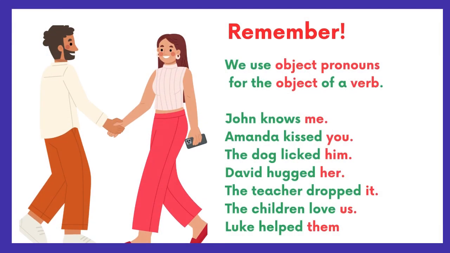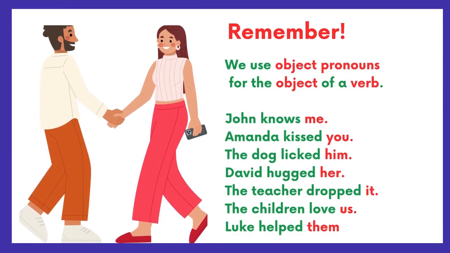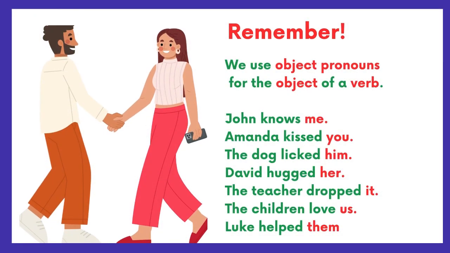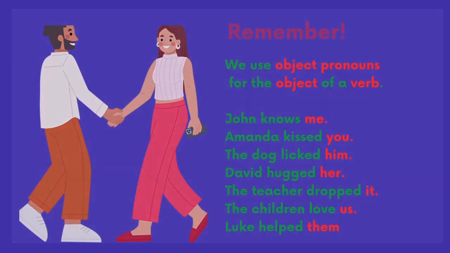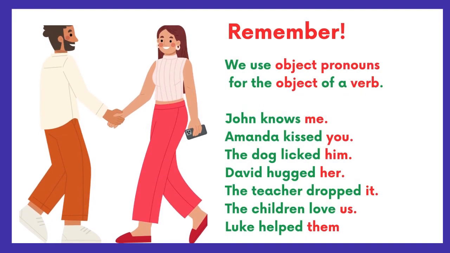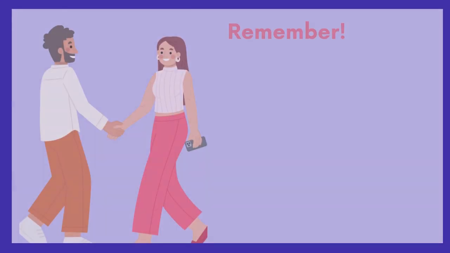Remember, we use them for the object of a verb. John knows me. Amanda kissed you. The dog licked him. David hugged her. The teacher dropped it. The children love us. Luke helped them.